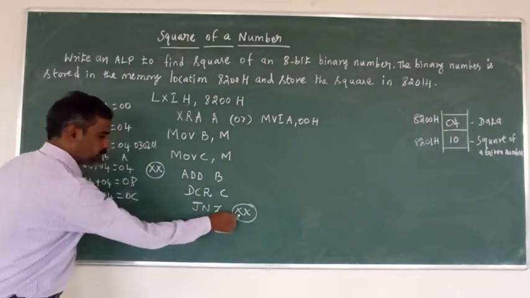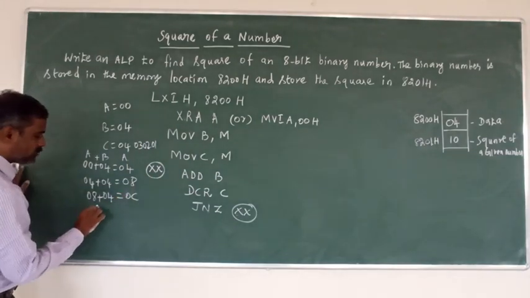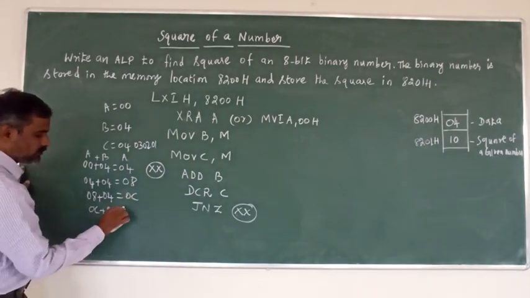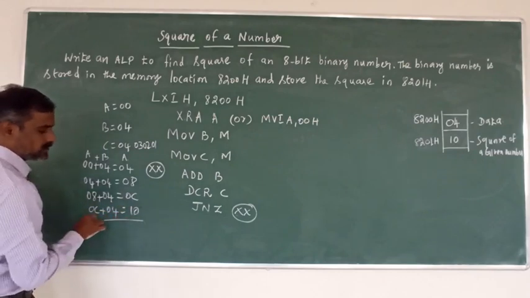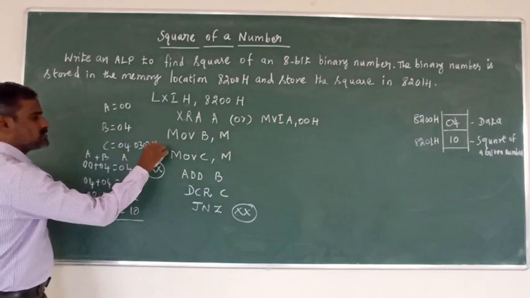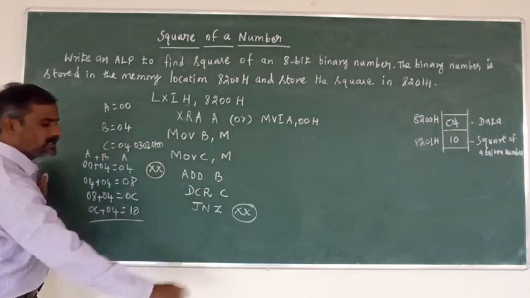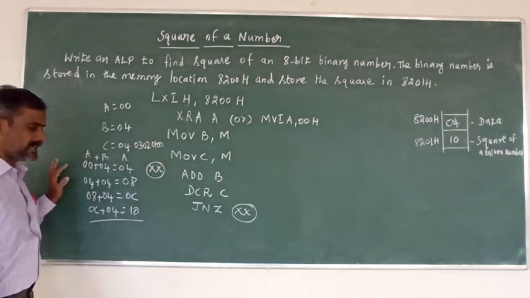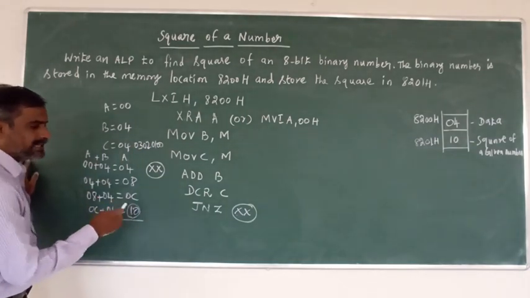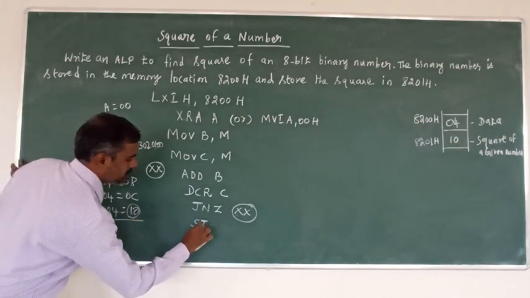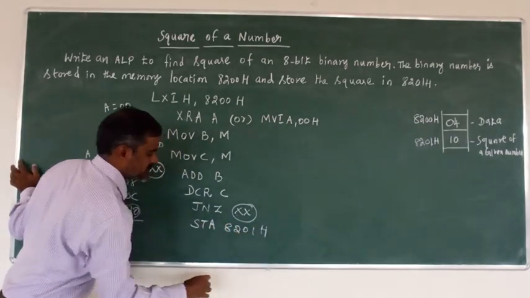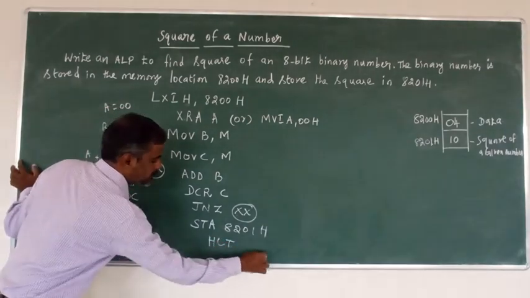Not zero. Again jump to here and add the accumulator with the B register. Accumulator 0C and B register 04. Now adding these two gives 10. Again decrement C. C equals 00. Zero means now this condition is unsatisfied. Unsatisfied means we go on to store the accumulator result. Now the accumulator result: STA 8201H, and halt the program.